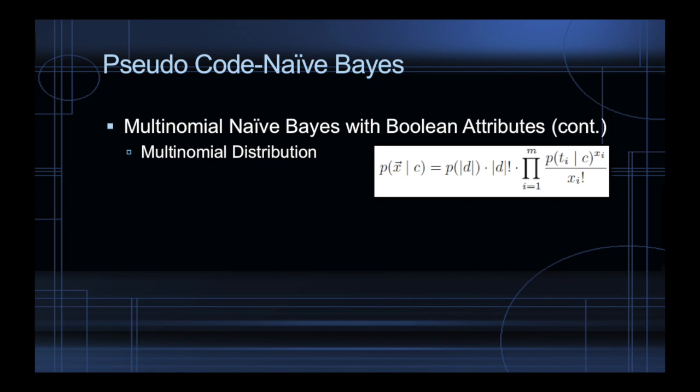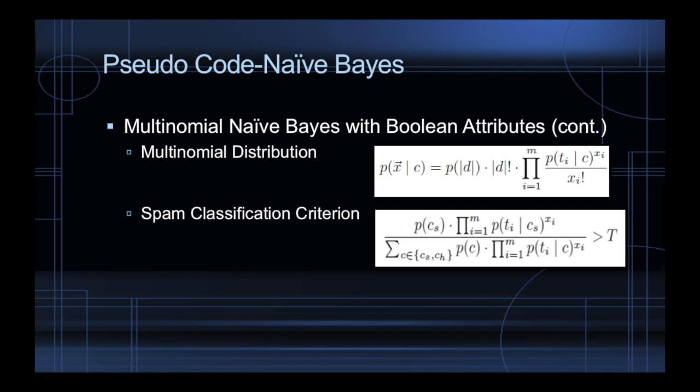The top formula shown is the multinomial distribution. In this formula, the value d is the message, and it can be represented by a vector x bar containing 57 values representing the occurrence of token t in the message d. Since these are Boolean attributes, we would expect to see 1s and 0s in this vector. The second formula is the criterion that determines whether or not an incoming email is spam.